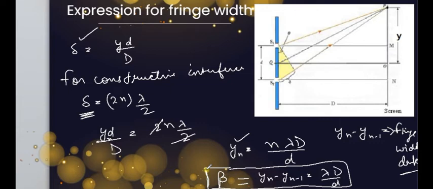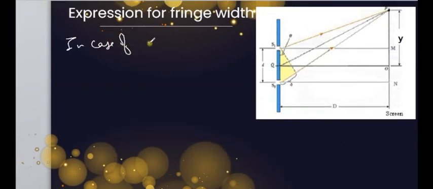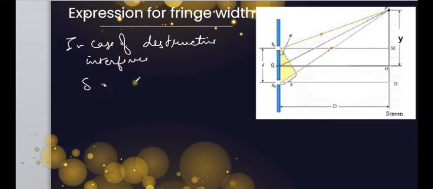So next is the condition for destructive interference also. Now in case of destructive interference, the path difference came out to be an odd multiple of lambda by 2. How it is equal, we will further derive in a separate expression. Here we are just using this result. So my path difference came out to be yn d by capital D.